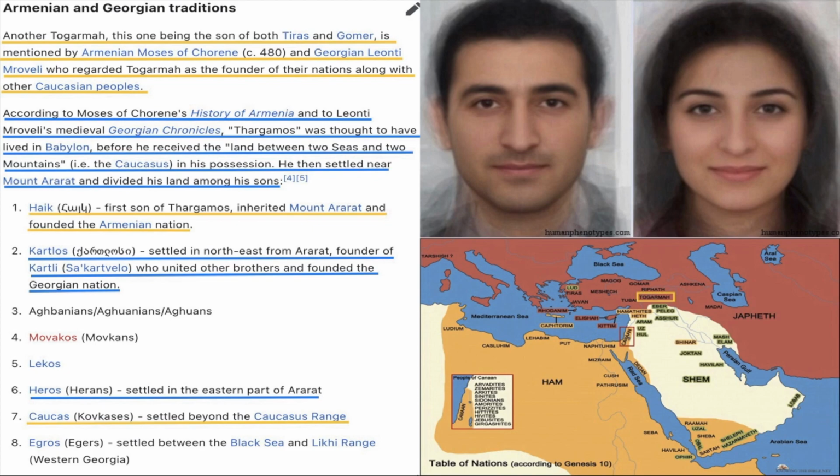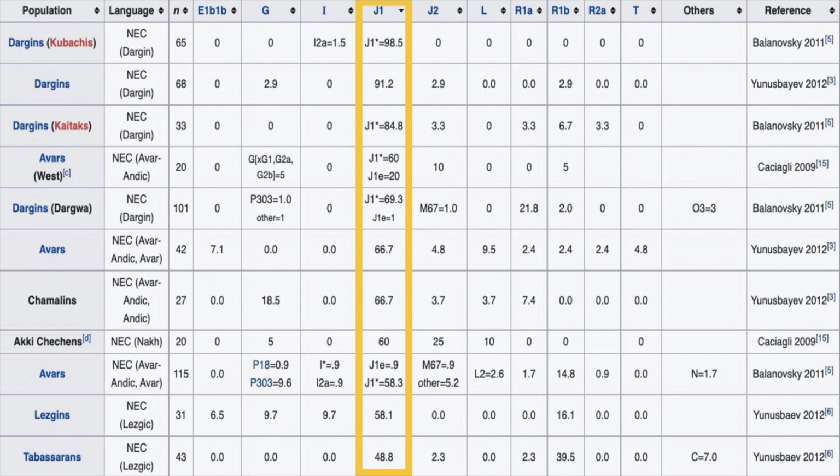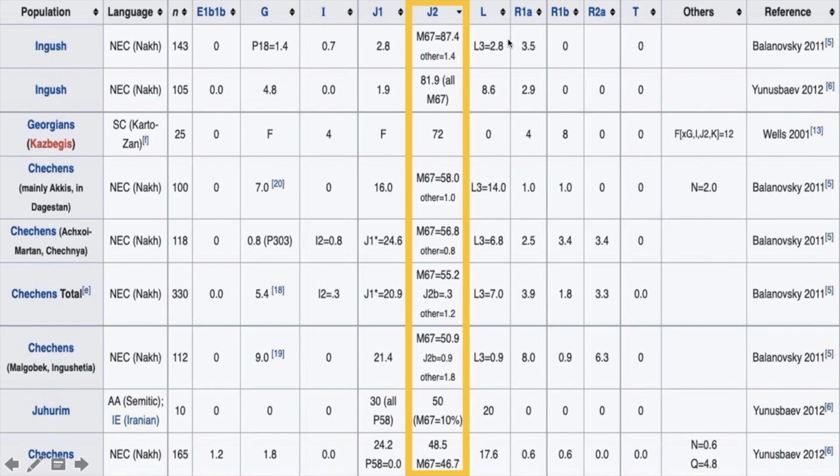This was the territory of Togarma, all these Caucasian populations. And anyone who descends from these Caucasian populations or is related to them would be descendants of Togarma as well. So, J1 is seen highest among these Caucasian populations that claim descent from Togarma, up to 98.5%. Here are populations like the Dargins and the Avars and such, the Chechnyans, the Luzguians. And then J2 is seen up to 87% in Georgians and Chechnyans and all these other Caucasian populations.